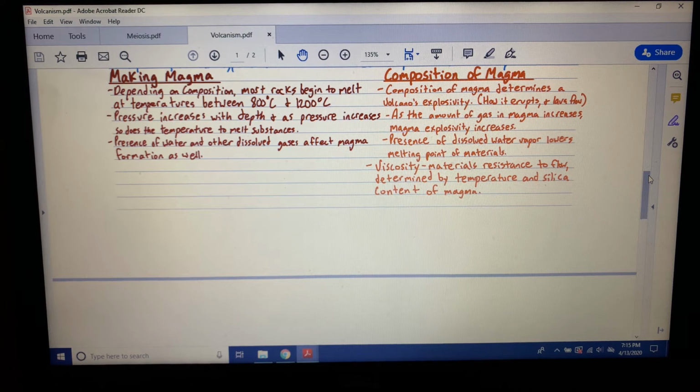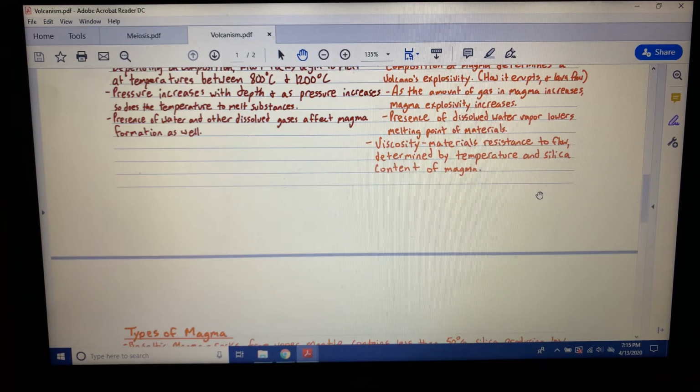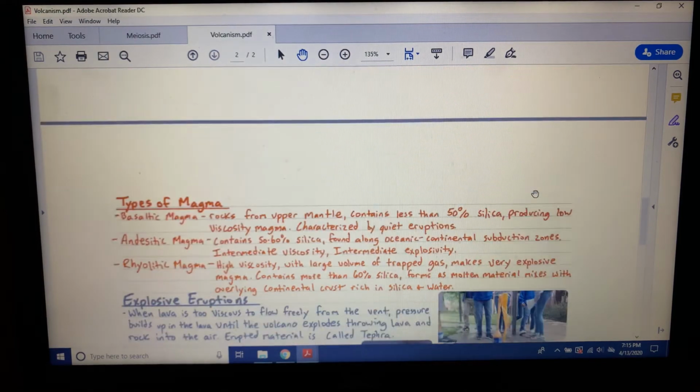Viscosity is just going to refer to the material's resistance to flow, so how thick or thin it is, and that is determined by the temperature and the silica content of the magma, whether or not all of that stuff was really melted down or if there's still some chunks to it.